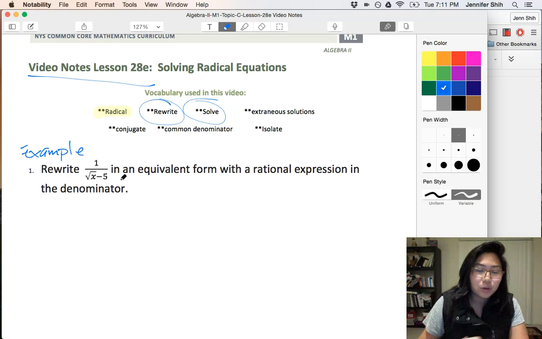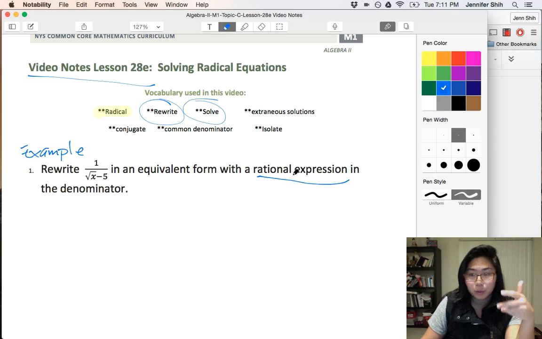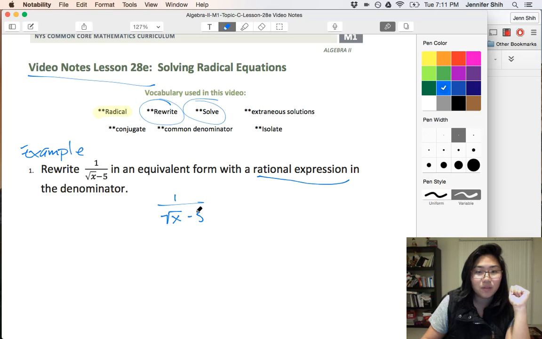So for example one, you're going to rewrite this expression in an equivalent form with a rational expression in the denominator. We learned that rational expressions are when there's a polynomial in the numerator and a polynomial in the denominator. So let's rewrite 1 over root x minus 5 with a rational expression in the denominator.